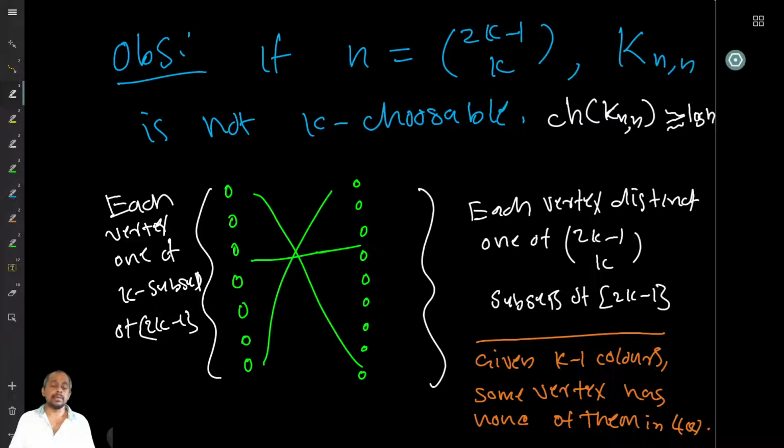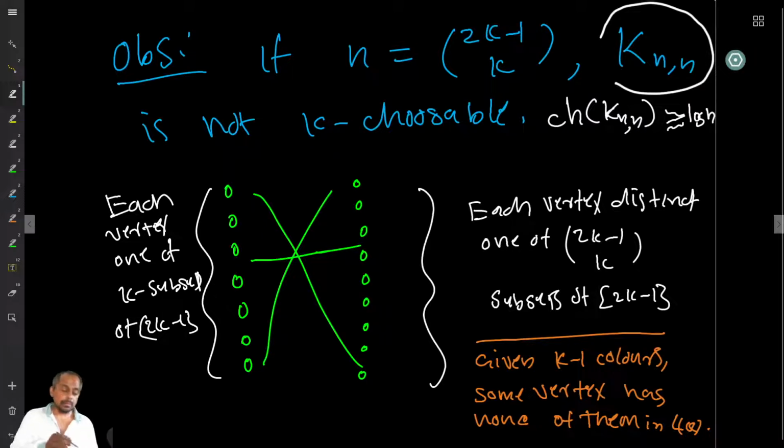So even if you give k colors to each of the vertices, its list coloring number is much larger. On the other hand, the bipartite graph K_{n,n} has chromatic number 2, because we can just give all the vertices on one side color 1, and all the vertices on the other side color 2, if the same colors 1 and 2 were available to all the vertices.